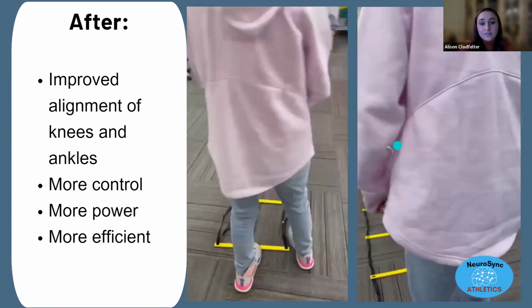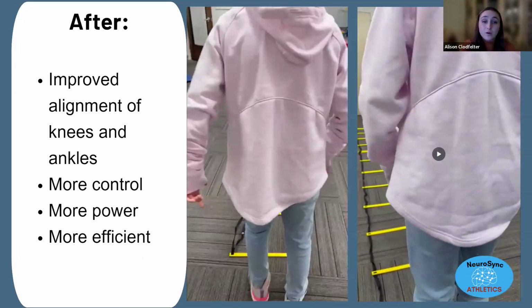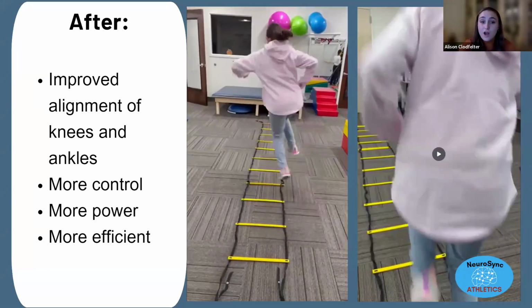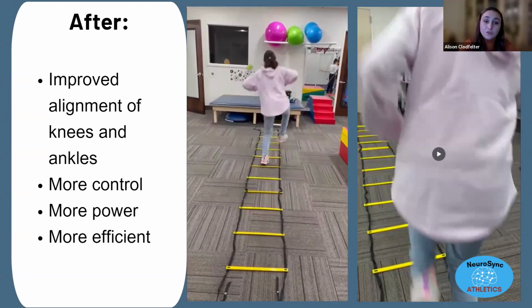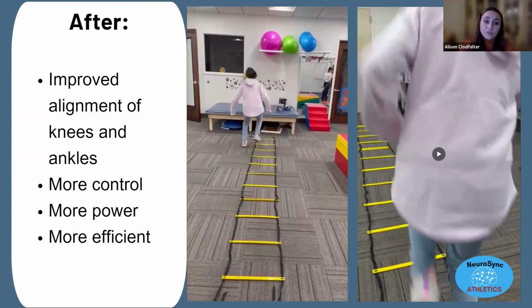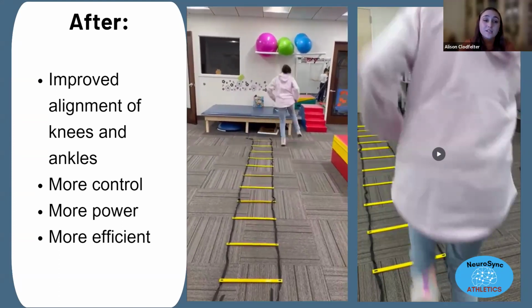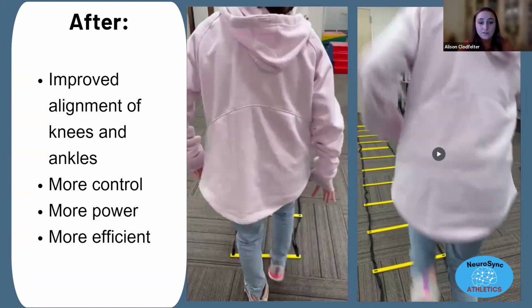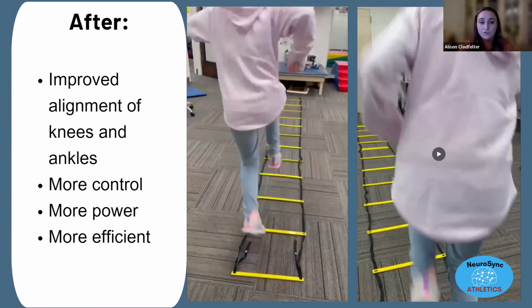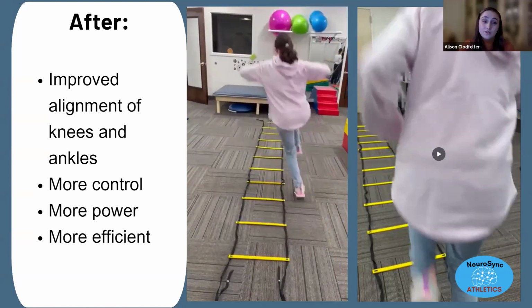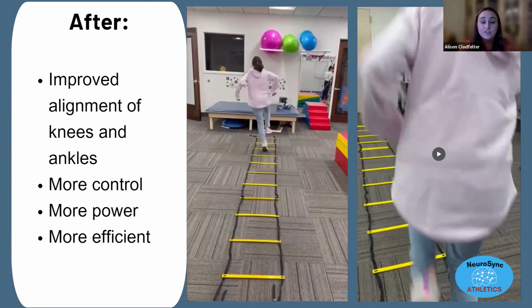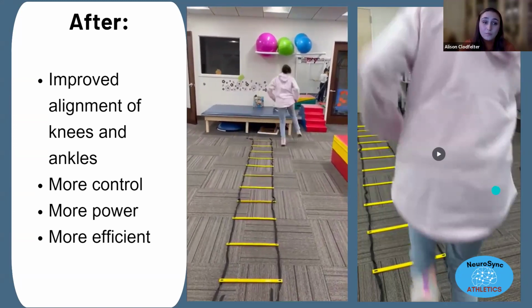So here's some excellent examples of her post-treatment. She is able to do a much more difficult hopping exercise that she would not have been able to do prior to NeuroSync treatment. She has significantly improved alignment of her knees and ankles here. So just watch her ankle control here. And this is her harder side too. As she's moving through, you don't really see that knee falling in. She's able to pause in between and hold her balance.